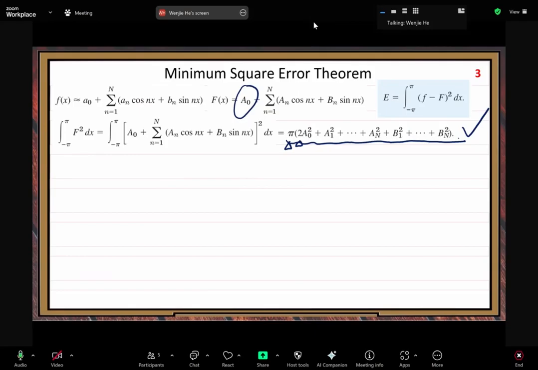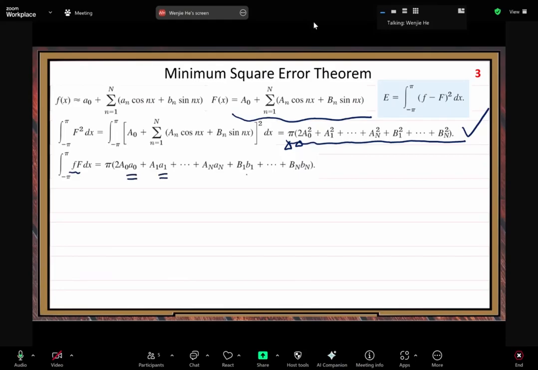Then we need to calculate the second integral, little f times capital F. That coefficient 2, we can skip temporarily. We just calculate the integral of little f times capital F. For the capital F, we use this expression. Then you take little f with the cosine and sine parts, and you get the Fourier coefficients, little a.